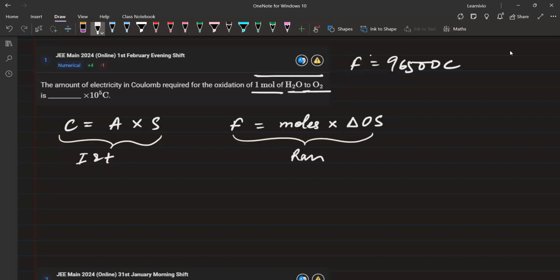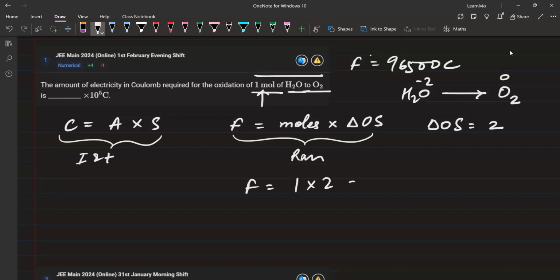So now, H2O to O2. From this reaction, you only have to look at the change in the oxidation state. Oxygen is -2 here, and here the oxygen is what? 0. So delta OS is equal to how much? It is equal to 2. And how many moles of H2O are we having? We are having 1 mole of H2O. So the Faraday will be equal to how much? It will be equal to 1 mole into 2, that is equal to 2 Faraday. And 2 Faraday is equal to 2 into 96500. Now multiply this number and you will get the answer.